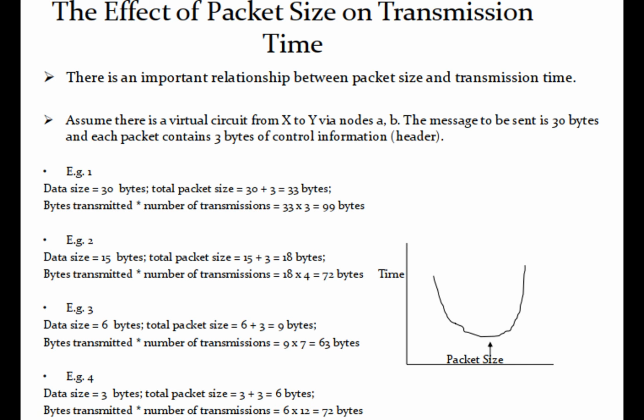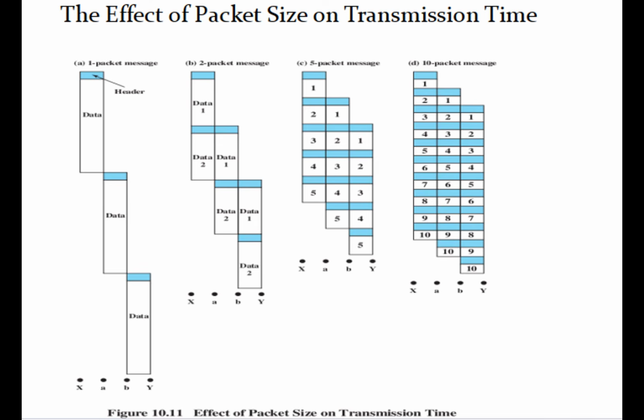Example 3: data size equals 6 bytes, total packet size equals 6 plus 3 equals 9 bytes. Bytes transmitted times number of transmissions equals 9 x 7 equals 63 bytes. Example 4: data size equals 3 bytes, total packet size equals 3 plus 3 equals 6 bytes. Bytes transmitted times number of transmissions equals 6 x 12 equals 72 bytes. The effect of packet size on transmission time.